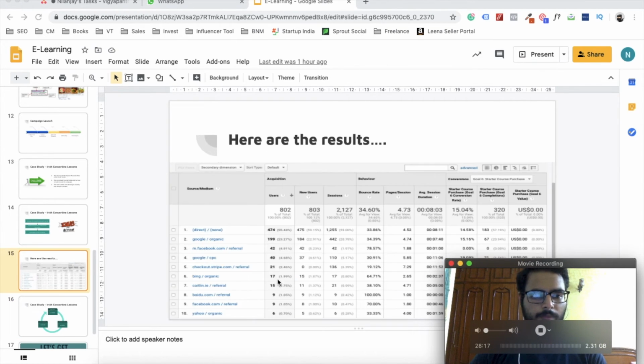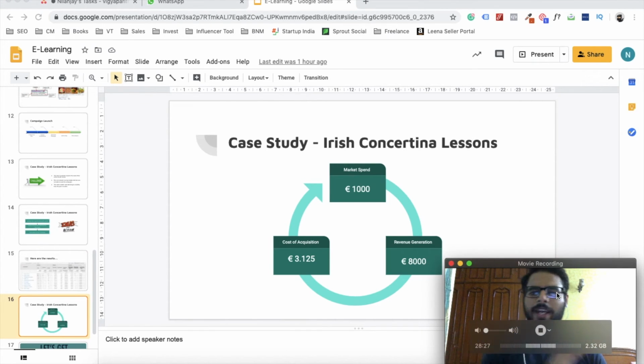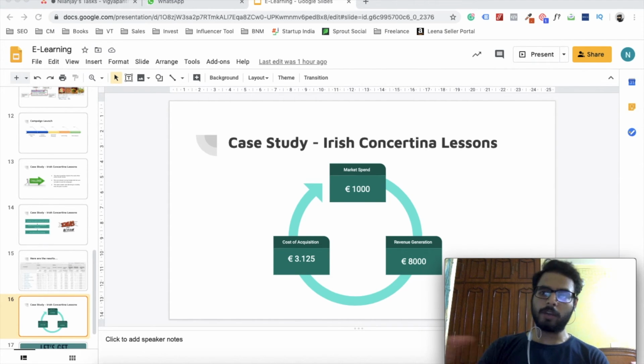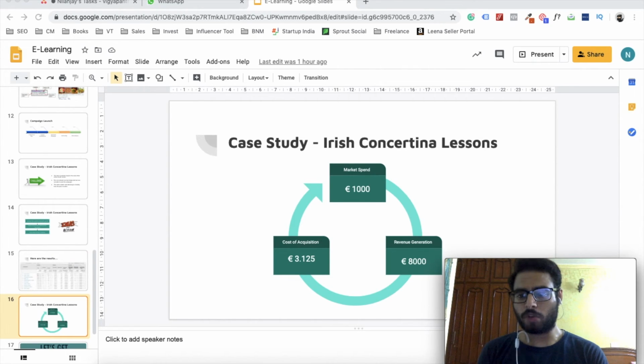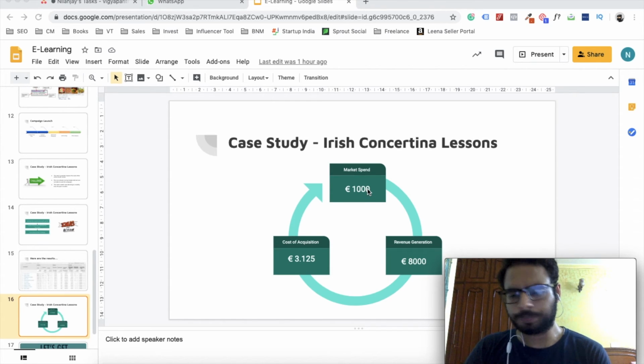Numbers help people understand what sort of results you actually got for the client. You can say that I got this many leads, but at what cost? People want to know that okay, you got sales for that person, but what was the cost of acquisition? Because cost of acquisition matters a lot in digital marketing. If you're paying a huge cost of acquisition just to get a particular lead or sale, then what is the point of even running for ROI? So you have to show this picture as well, that hey, my marketing spend was 1,000 euros, and I generated a revenue of 8,000, and my cost of acquisition was only 3 euros.